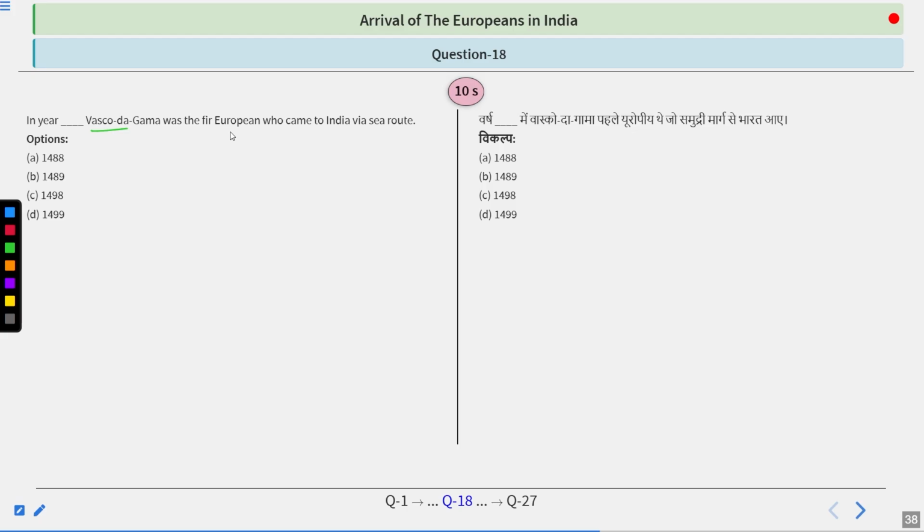In the year ___, Vasco da Gama was the first European who came to India via sea route. Options are 1488, 1489, 1498 or 1499. Try to find out the answer.